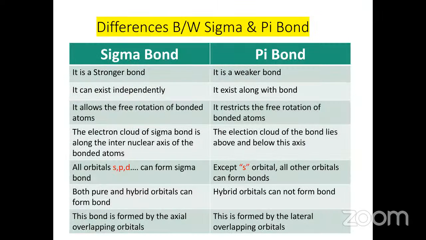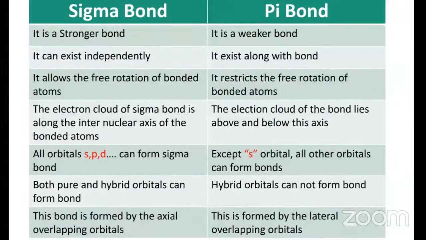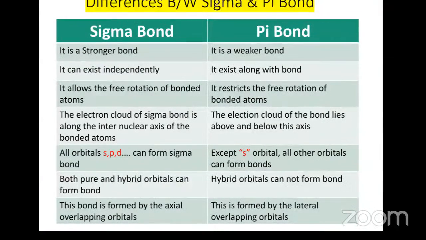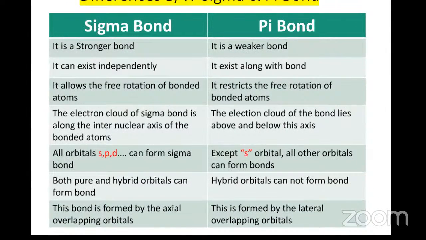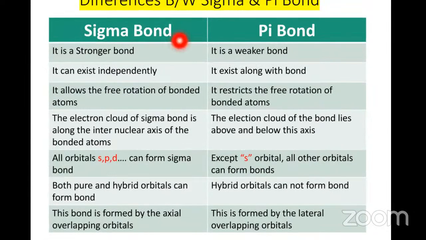Now, the difference between sigma and pi bonds. Sigma bond is a strong bond, while pi bond is a weak bond. A sigma bond can exist independently, but a pi bond exists along with the sigma bond. A sigma bond allows the free rotation of bonded atoms, while a pi bond restricts the free rotation of bonded atoms.